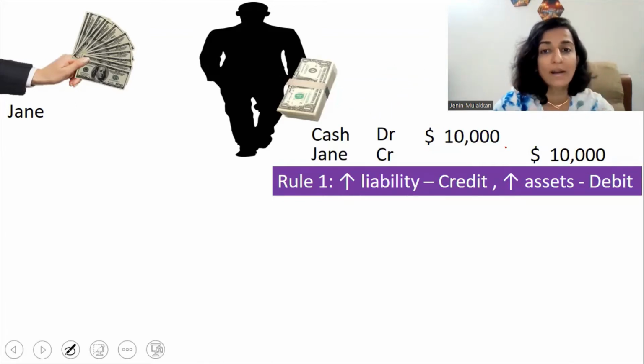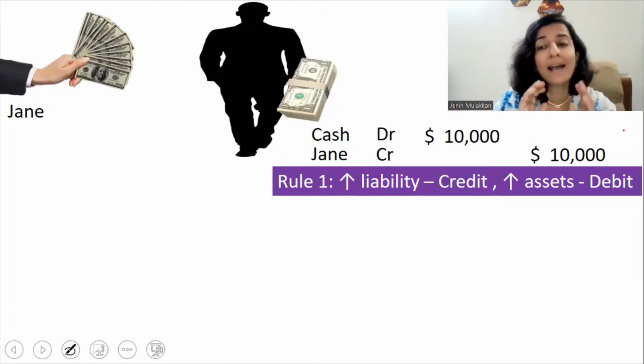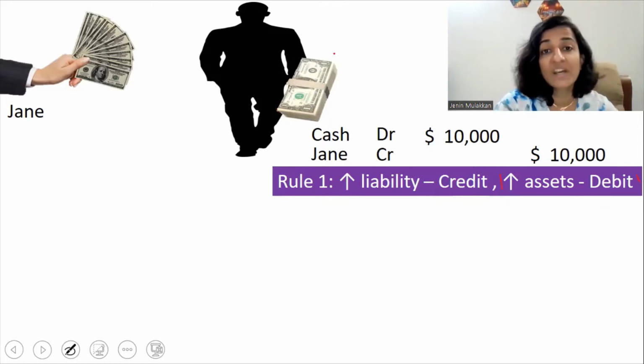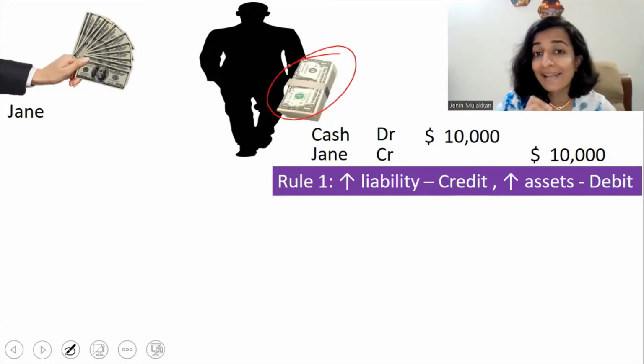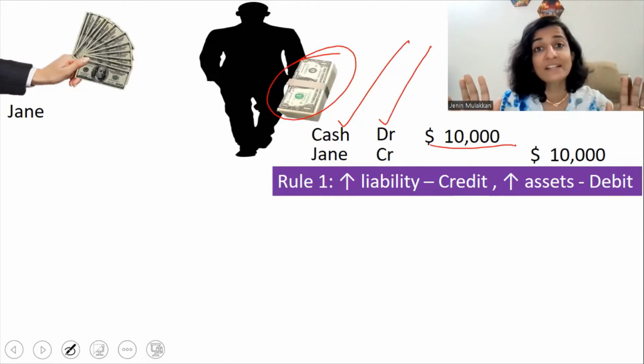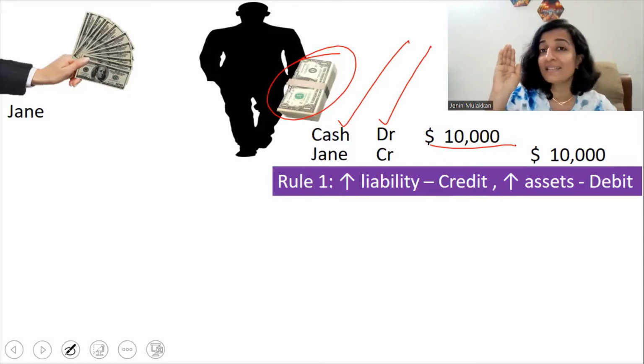So as per rule number 1, whenever there is an increase in liability, we have to credit that account. And since we are liable to pay Jane $10,000, we have credited Jane's account. And rule number 1 further states that any increase in asset has to be debited. So in this particular case, we are receiving cash worth $10,000 and hence, since cash is an asset, the cash account has been debited with $10,000. So we've completed the accounting entry. So for every transaction, there are two aspects. One is the debit and the other one is the credit.